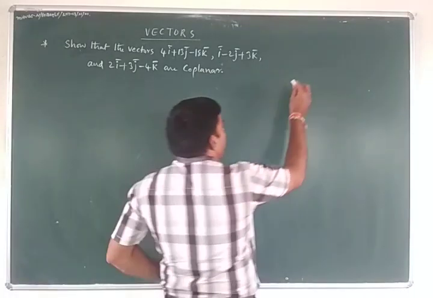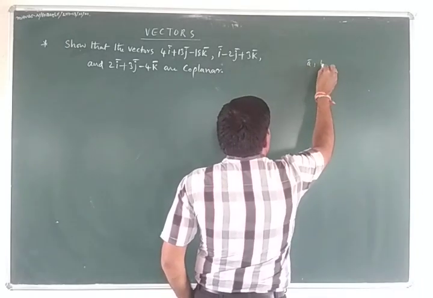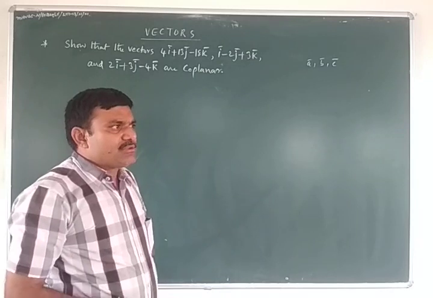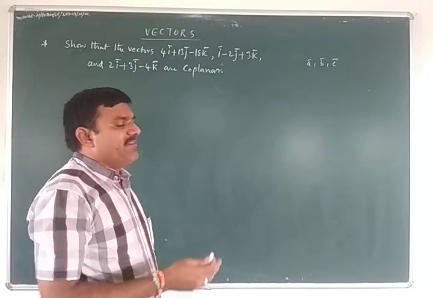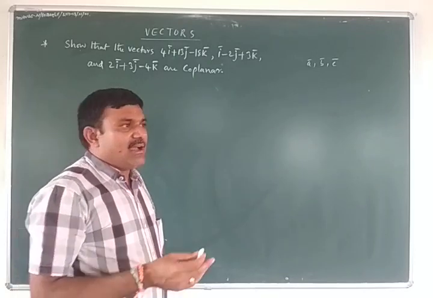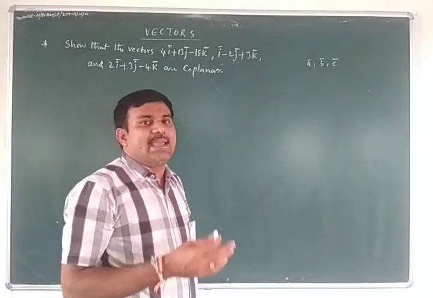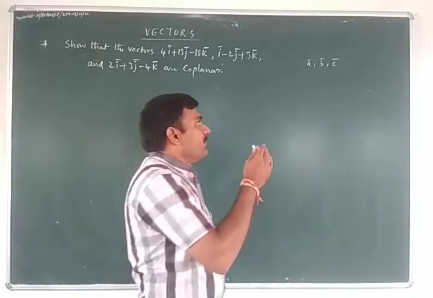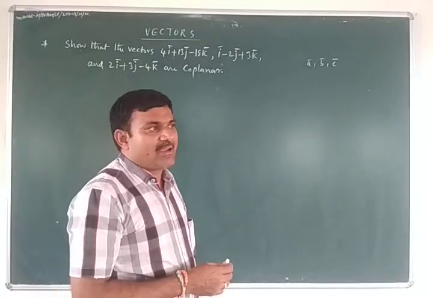Suppose you have three vectors a bar, b bar, c bar. Now, how to show that the given vectors are coplanar vectors? What is meant by coplanar? The vectors lie on the same plane. Therefore the vectors are said to be coplanar vectors.